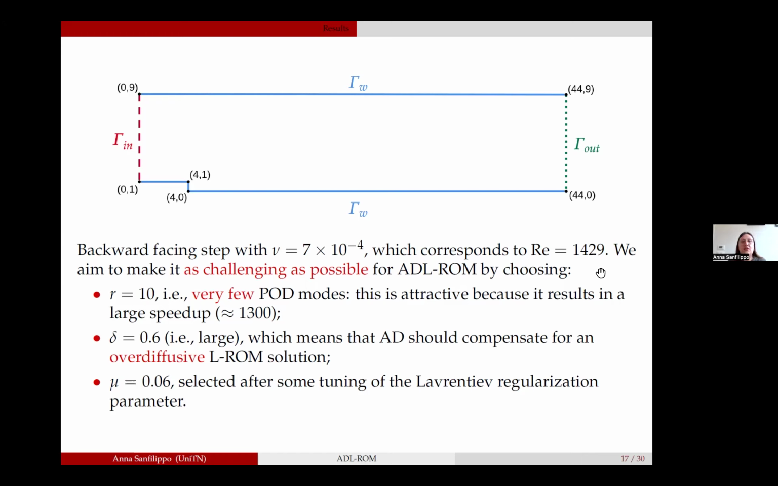And this is challenging, but also very attractive because it results in a large speedup. So it's a very, very efficient and quick ROM solution in general. Moreover, we chose a very large delta, 0.6, which is basically the average dimension of the mesh size. And this obviously means a very over-diffusive L-ROM, and this is a challenge for AD, since it should compensate this over-diffusive behavior. And then after some tuning, we chose to use mu equal 0.06.